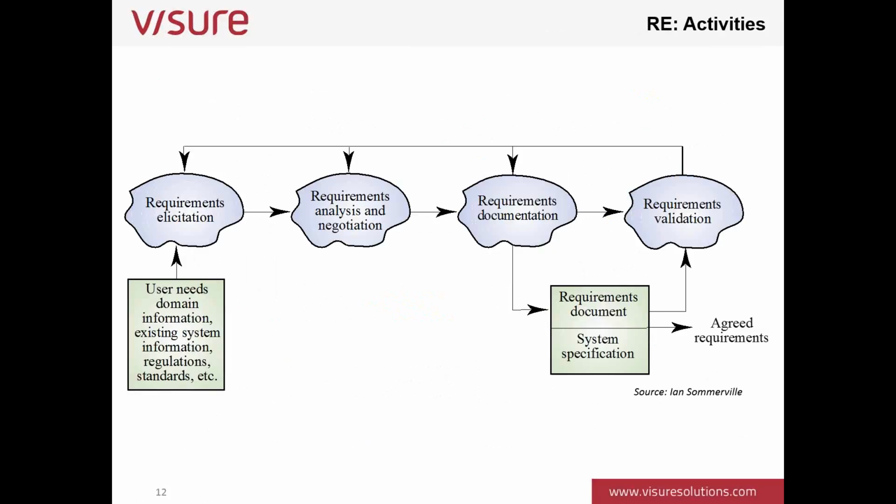And finally, the verification is the process of ensuring that the system requirements are complete, correct, consistent, and clear. Okay. So those are the 4 activities of requirements engineering. And once we finalize these 4 activities, we are going to repeat them again and again. And at the end, we will have a set of agreed requirements documented in a formal specification.